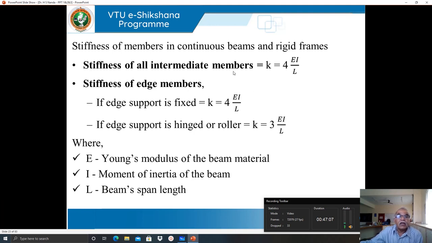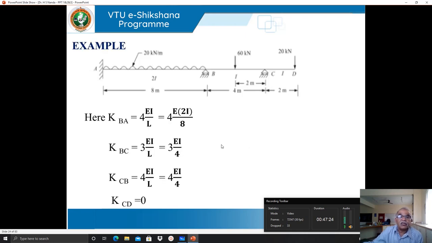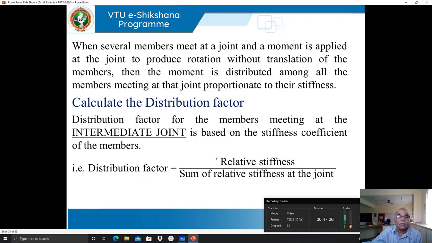And for the calculation of the stiffness, it will be 3 EI by L, especially in the continuous beams. For intermediate members, it is 4 EI by L. If the edge end is fixed, 4 EI by L. If edge support is hinged or roller, then it is 3 EI by L. As usual, E, Young's modulus, etc.